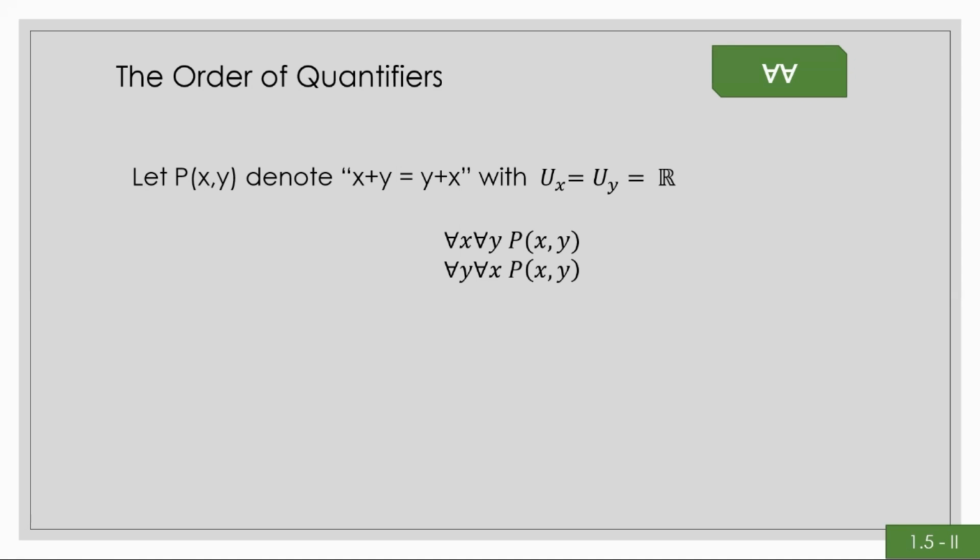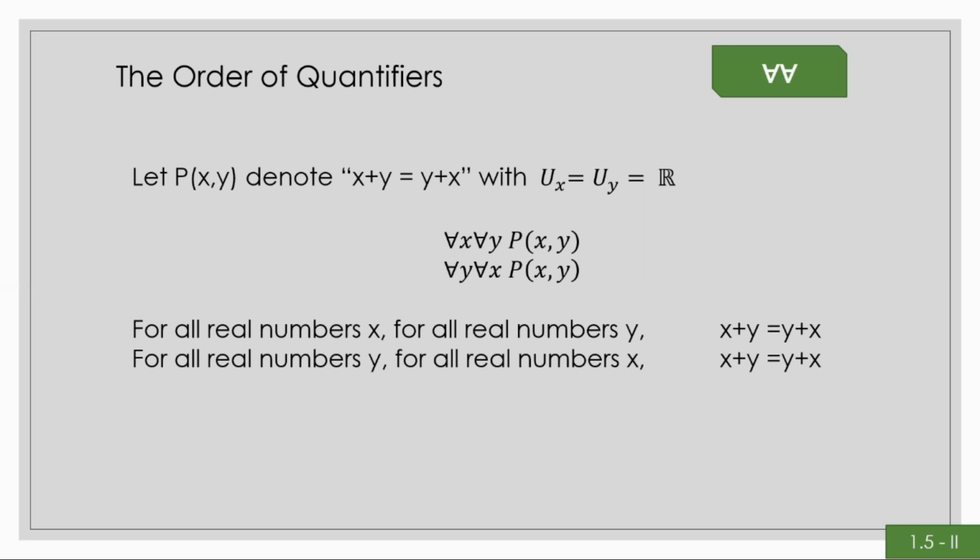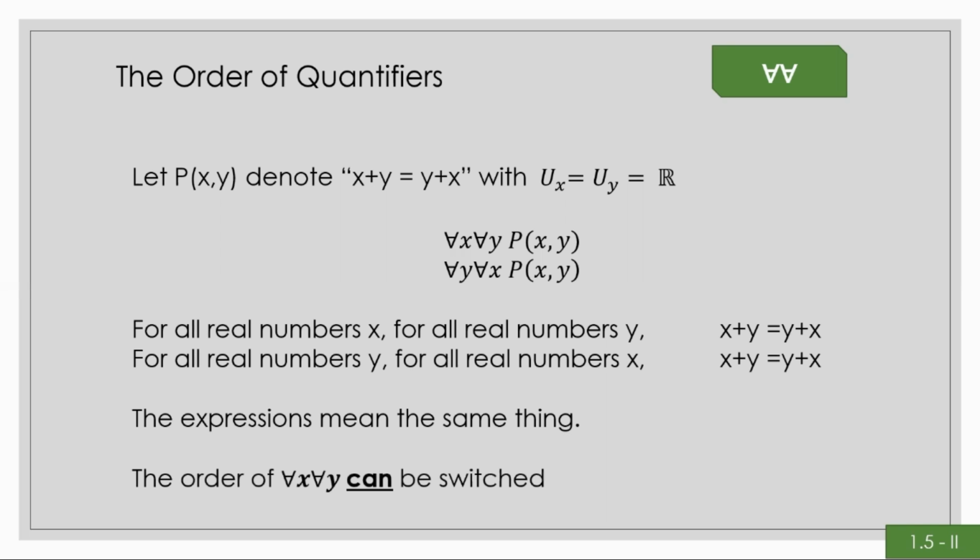Well, the first one says for all real numbers x, for all real numbers y, x plus y is the same as y plus x. Second one, for all real numbers y, for all real numbers x, x plus y is equal to y plus x. These expressions are saying the exact same thing. In fact, you can often read this as for all pairs x, y. So the order for all x and all y can be switched. Makes no difference whatsoever.